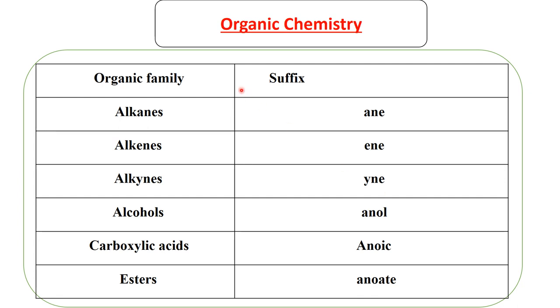Then the suffixes, we're going to have these families and the suffix we use to show the family. So if an organic compound belongs to alkanes, then the suffix is ane, meaning that the name of the organic compound should end with ane. If the family is alkenes, it should have ene. If the family is alkynes, it should have yne. If the family is alcohols, it should have anol. Carboxylic acid should have anoic, and esters should have anoate. So these are the suffixes.